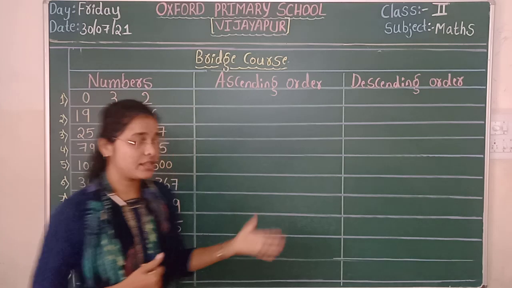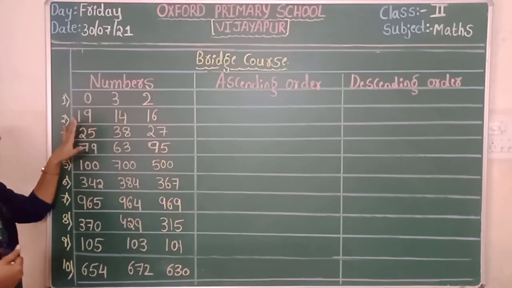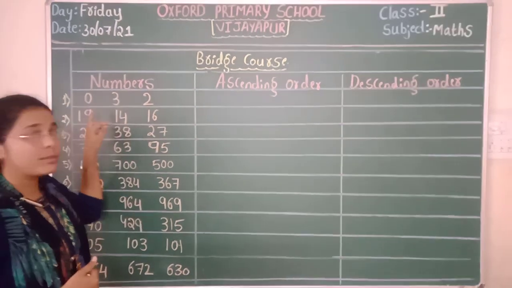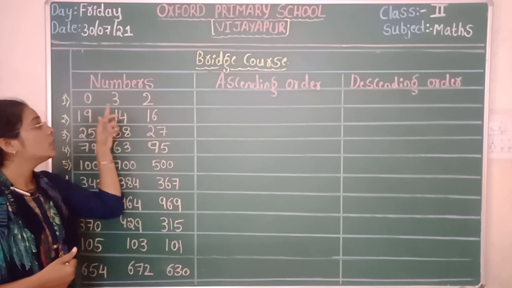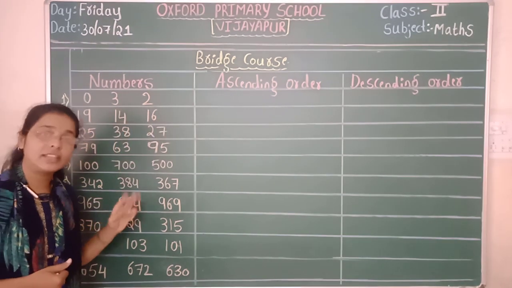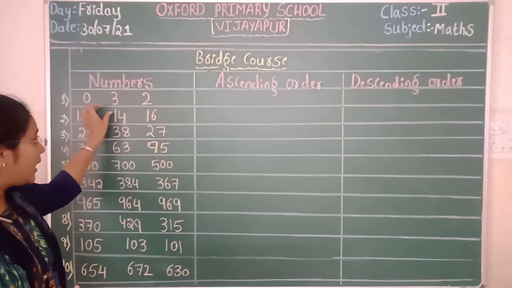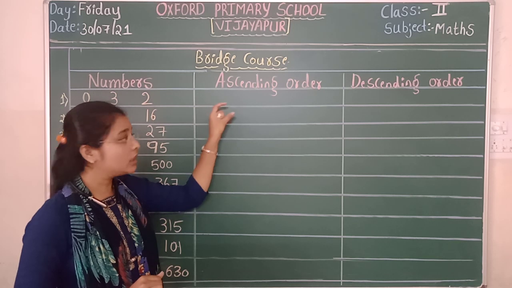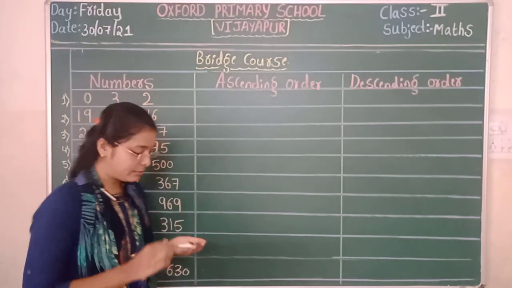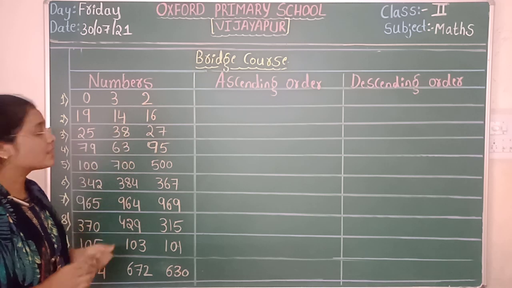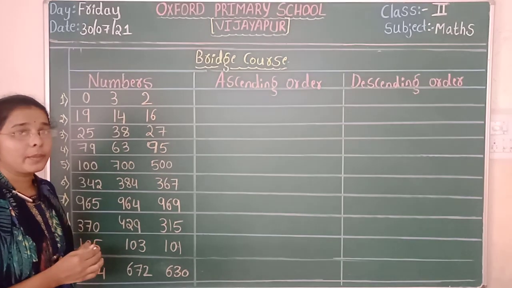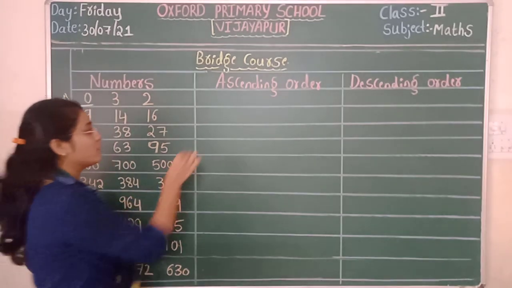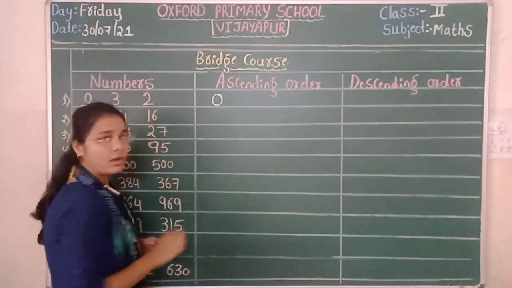Let us start with the first set of numbers here. We are having single digit numbers, which means one digit numbers. Which are the numbers we are having? 0, 3, 2. These are the three numbers we are having. We have to arrange them in ascending order. Ascending means at first we write the smaller, then bigger and still more bigger. In these three numbers, which is the very smallest one? The smallest number is 0 here.